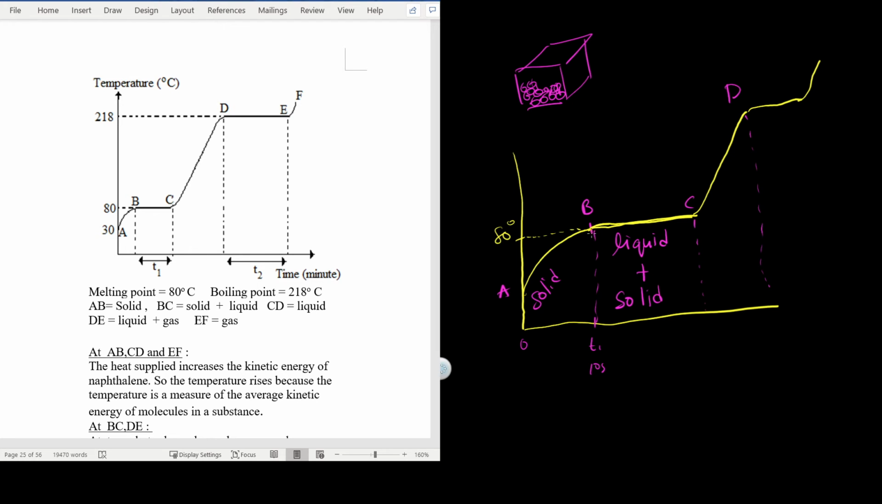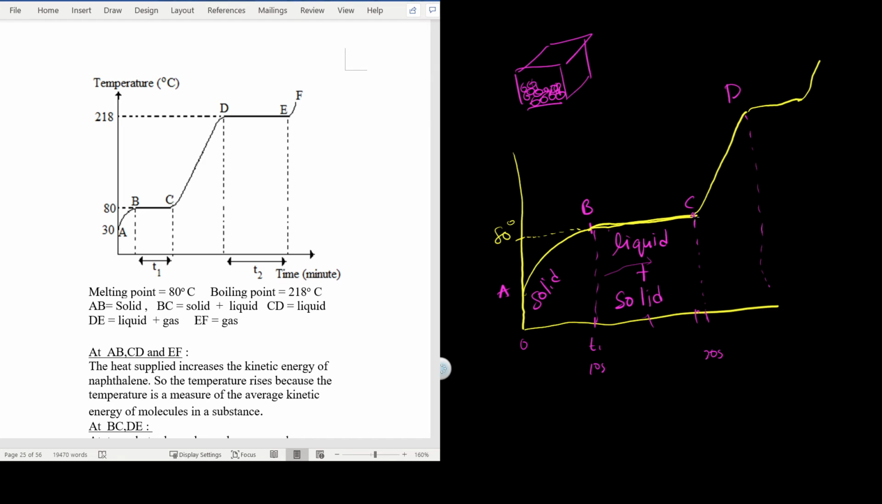at B, remember, some of them start to become liquid. And then when we move further, let's say this is 10 seconds, then this is maybe 30 seconds. So at 20 seconds, maybe half of the atoms already become liquid. And then at 29 seconds, most of the atoms already become liquid.